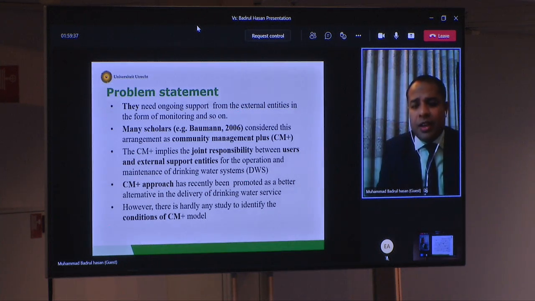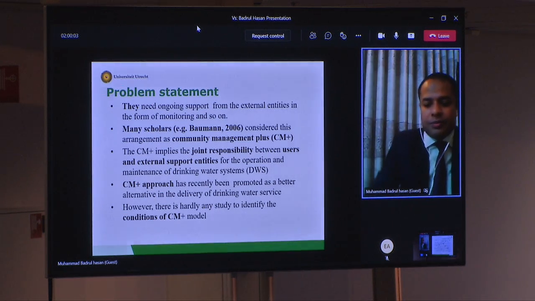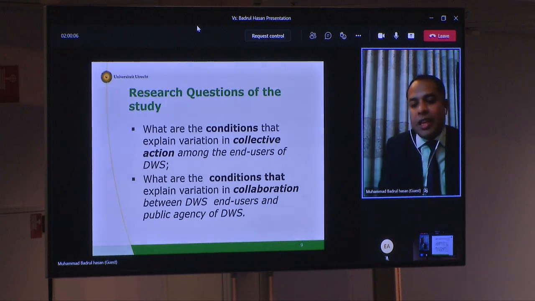Community management plus implies the joint responsibility of users and the external support entity for the operation and maintenance of drinking water systems. Recently, it has been promoted as a better alternative in the delivery of drinking water service in developing countries. However, there is hardly any study identifying the conditions under which the community management plus model can succeed. Therefore, my study attempts to identify the conditions that lead to the success of the community management plus model in the governance of shared drinking water systems.